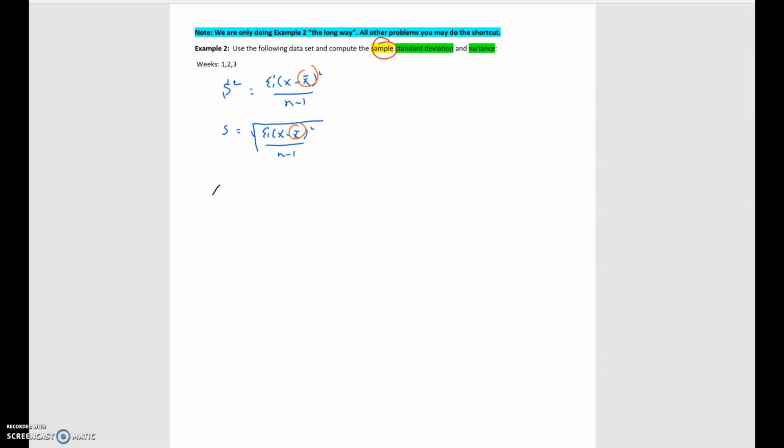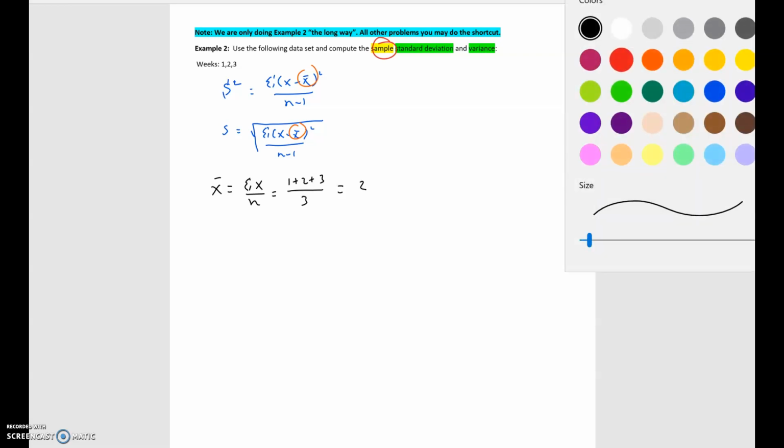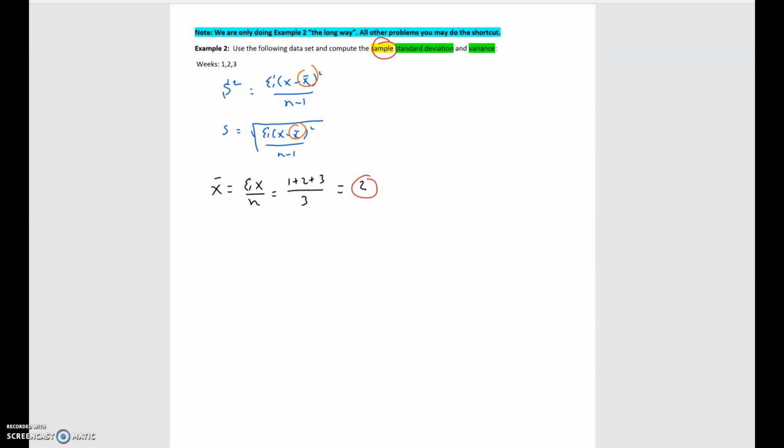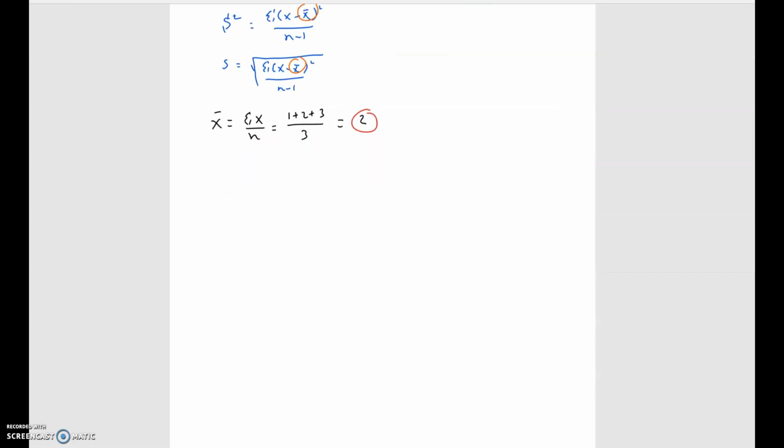The mean of this one is equal to the sum of the x's divided by n. So this will be 1 plus 2 plus 3, divided by 3. Please evaluate that and see what we're getting. Please double check I'm getting the value of 2. That would be the mean of this sample.